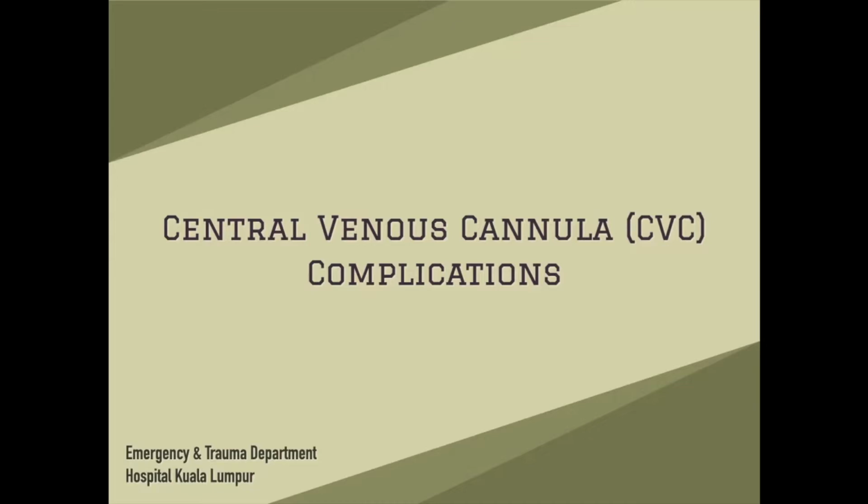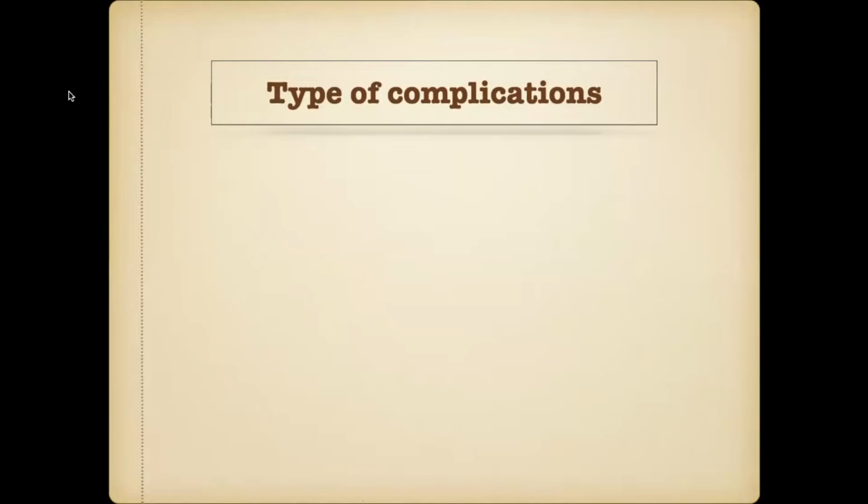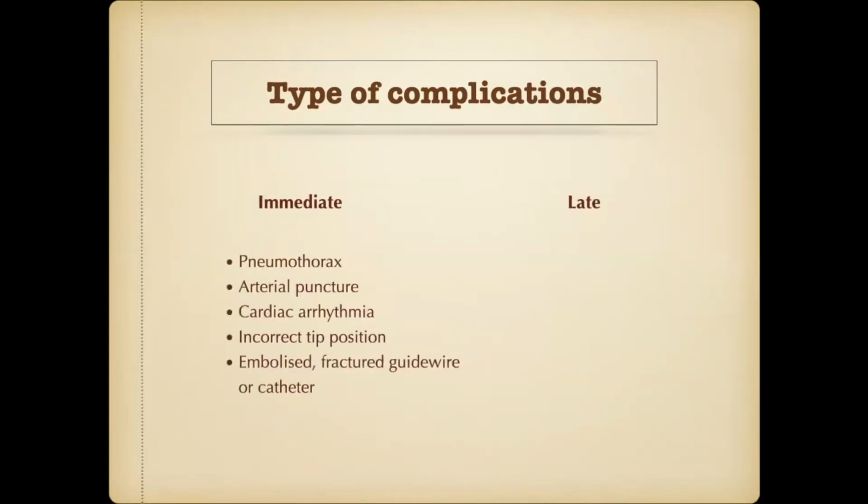This is about the central venous cannula complications. We can divide the complications into two types, which are the immediate and the late complications. Examples of immediate complications are pneumothorax, arterial puncture, cardiac arrhythmia, incorrect tip position, and embolized fractured guide wire or the catheter itself. While the late complication is the bloodstream related infection related to the central line itself.